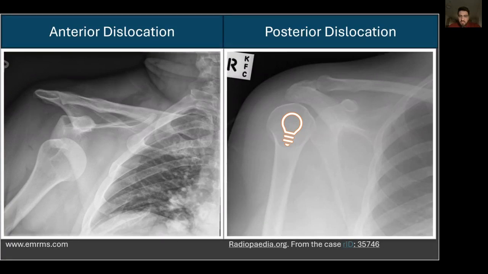Whereas on the posterior side, we have a commonly known light bulb on a stick sign. As I put the light bulb here as well, you can see that the edges of the humeral head look sort of like a light bulb, and this is a sign of posterior dislocation. The humeral head is internally rotated, and the contour, again, looks like a light bulb, and that's why it's called the light bulb sign.